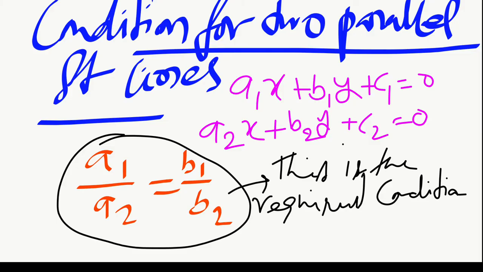How to check whether two straight lines are parallel to each other? Whenever two straight lines are parallel, you just note the coefficient of x and the coefficient of y. If you are given two equations of straight lines and you have to check whether they are perpendicular or parallel, then for parallel you just check that a1 by a2 equals b1 by b2. Here a1 and b1 are the coefficients of x and y in the first equation, and a2 and b2 are the coefficients of x and y in the second equation. If the condition is satisfied, then you say that the two straight lines are parallel to each other.